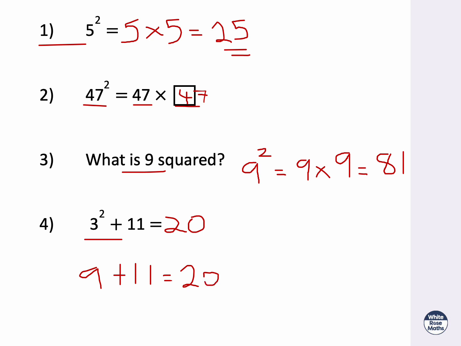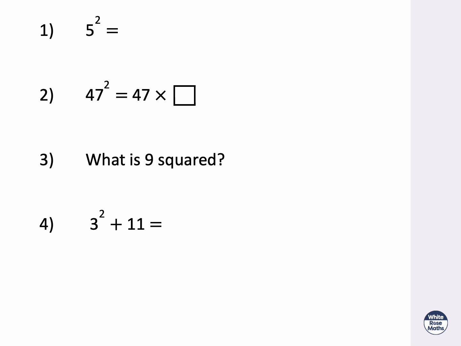So that's our starter, guys. And here are the White Rose Maths answers: 25, 47, 81, and 20. Now, note for question 2, guys, I didn't actually work out the answer, but you can do long multiplication to work out your answer. The question didn't want you to actually work it out. It said just fill in the missing box here. So a little note there, guys, in case you're unsure about that.